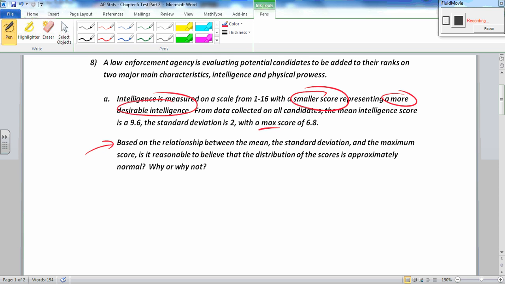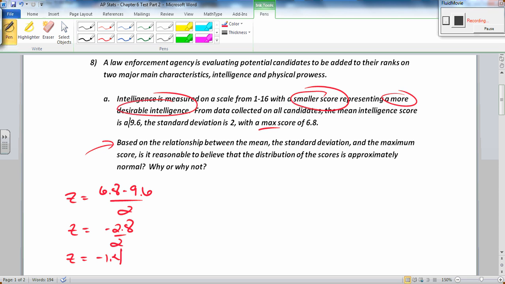Okay, so what they want us to do is determine from this max score if this distribution could be approximately normal. With a max score on the normal curve, this max score should be in the 99th percentile, or 98th to 99th, to be approximately normal. So what we need to do is take this score of 6.8, given the mean and the standard deviation, and calculate its z-score. Its z-score would be equivalent to 6.8 minus 9.6 divided by 2. So a negative 2.8 divided by 2, so z equals negative 1.4.